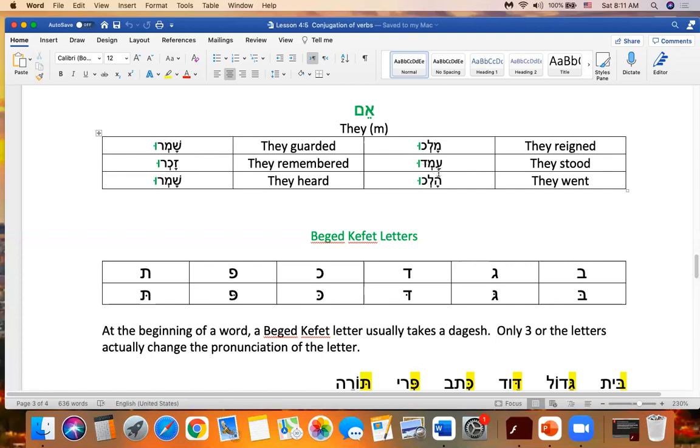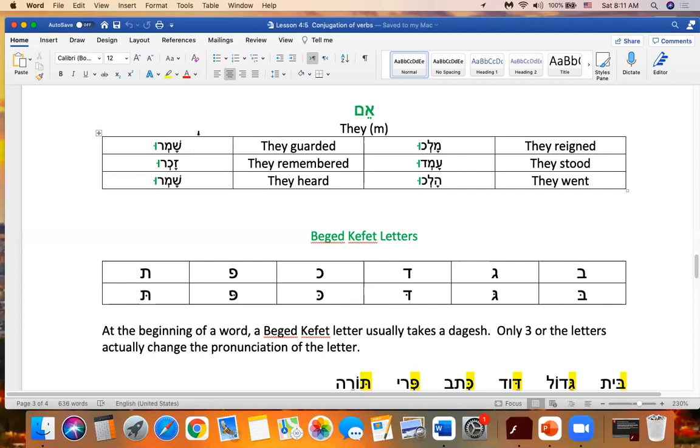Stood is amad, but it's amdu. They went, halhu. They guarded, shamru. They remembered, zachru. And they heard, shamru.